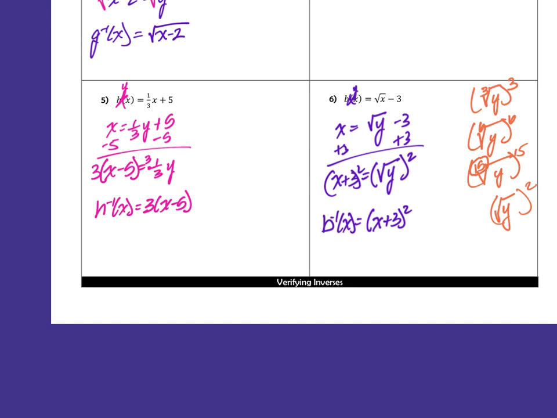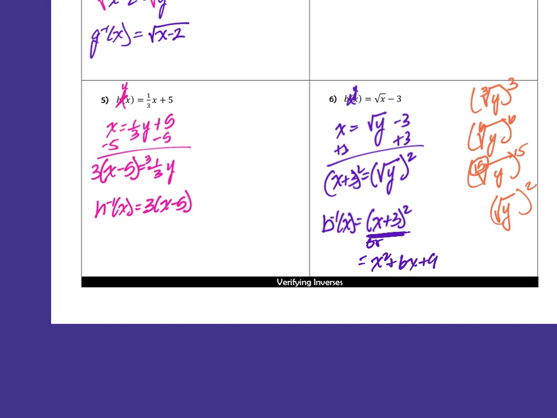But if you decided to go ahead and multiply this back out, you could have said this does equal x squared plus 6x plus 9. So if you wrote it that way, that is fine. But you didn't have to go that far. You could have written it there. Okay? Nice job, you guys.